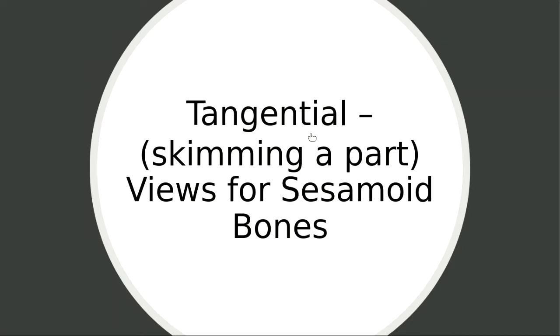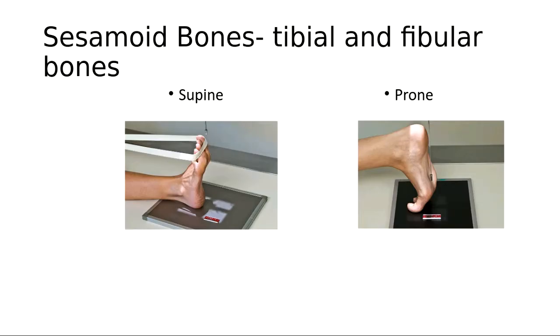Kind of like when we did the 135-degree lateral on the wrist, and I told you it kind of picked off the pisiform bone for the wrist, and that was an additional view that some of our clinical sites do. This is almost similar to that. So this tangential view, you're going to skim the foot to look at the sesamoid bones, and this can be found on page 231. And you can have the patient supine when they do this, or you could have them prone with their foot down like this.